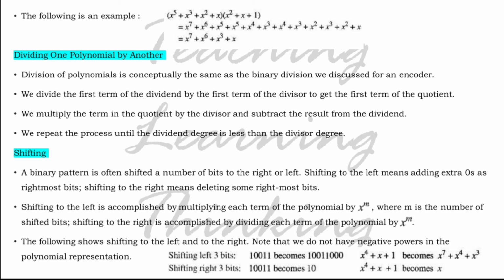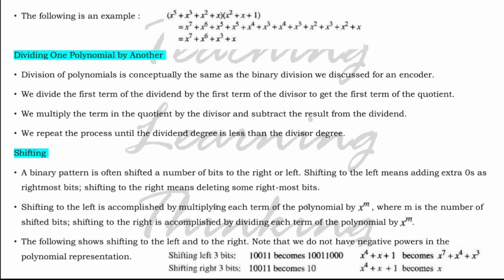The following is an example. x raised to 5 plus x raised to 3 plus x raised to 2 plus x, and x raised to 2 plus x raised to 1 plus 1. We need to multiply each term by each term of the other polynomial, so we will get a resultant. This is the same as our normal mathematics.